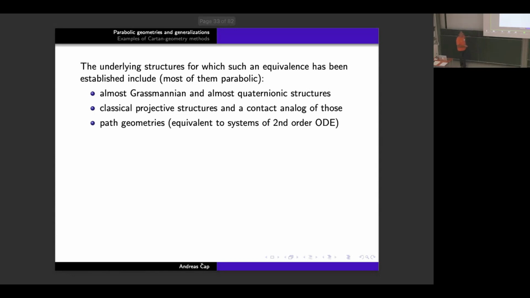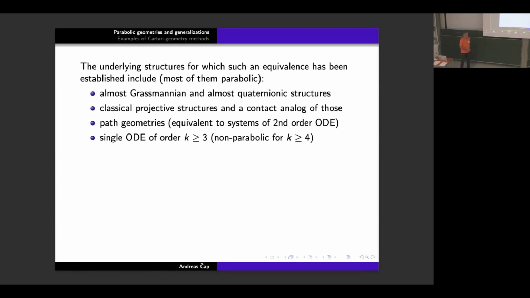Okay, then there are path geometries, which is a classical concept where on a manifold you are given a family of unparametrized curves with one curve through each point in each direction, and they can be used to equivalently encode systems of second order ODEs up to point transformations. So all these three cases are parabolic.